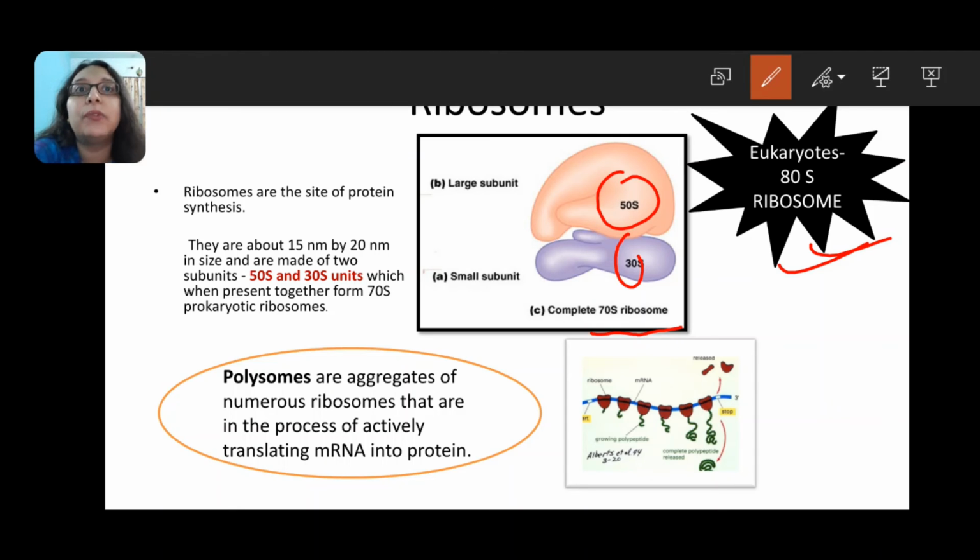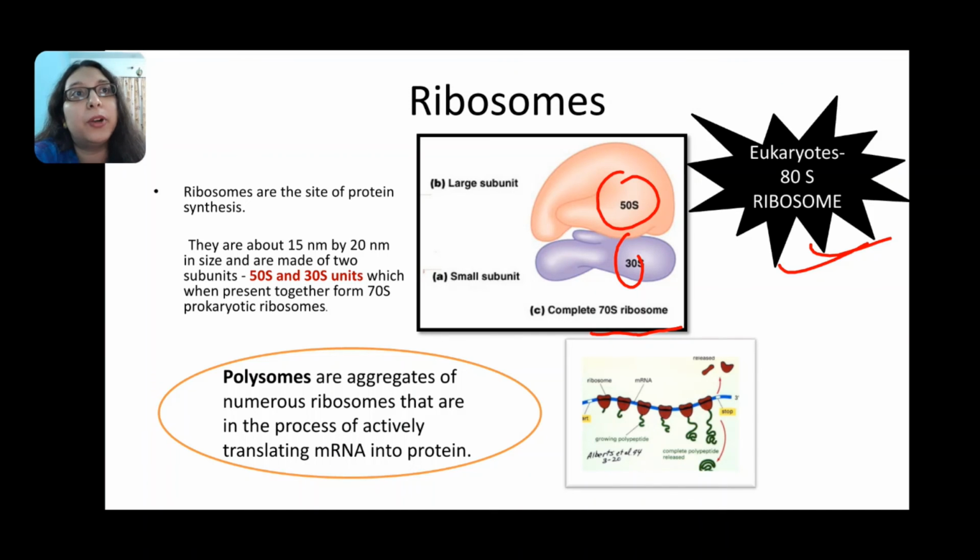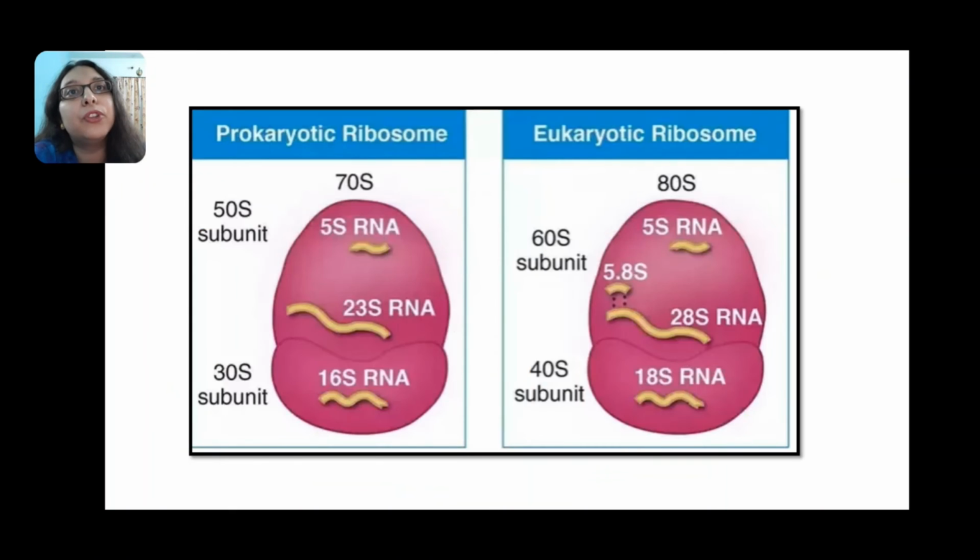And next we will learn what polysomes are. These polysomes are actually aggregates of ribosomes arranged in a linear fashion when they are actively translating mRNA into protein. We will study about these in detail when we are studying the eukaryotic cells and their functions. So no need to worry about it. Just remember this much for the time being. And moving on to the next slide.